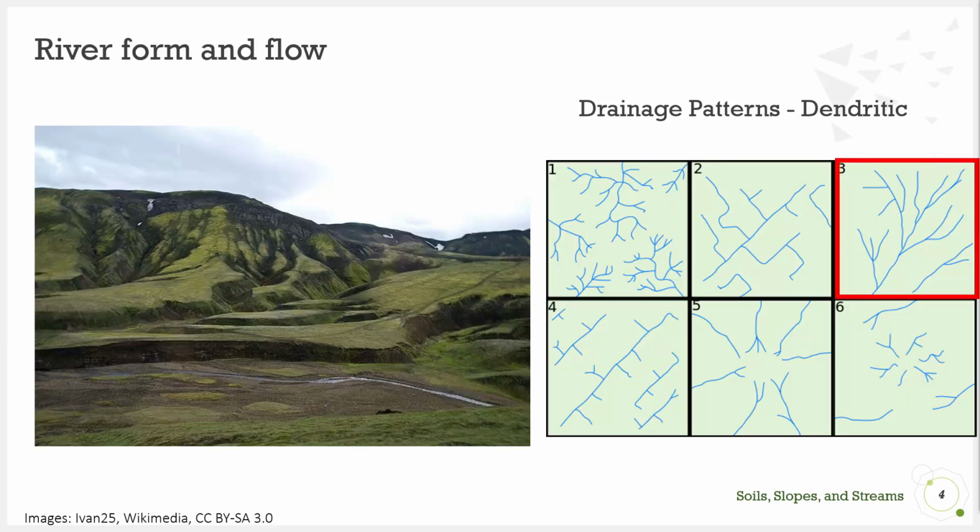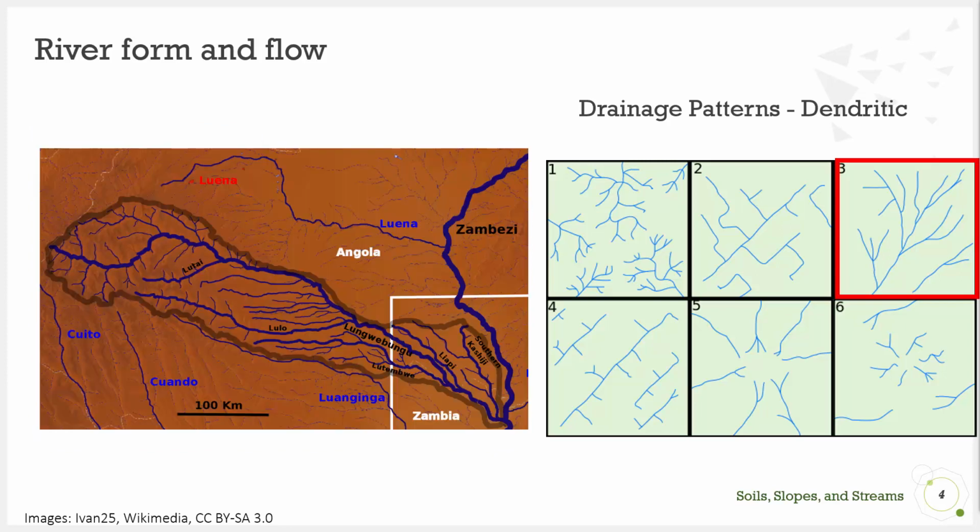Parallel drainages typically develop from flow that extends from a simple ridgeline or plateau, such as you see in these small streams extending from a ridgeline in Iceland, or as you can see in the lower tributaries of the Lungwebunga River in Angola that extends off of the southern African plateau.